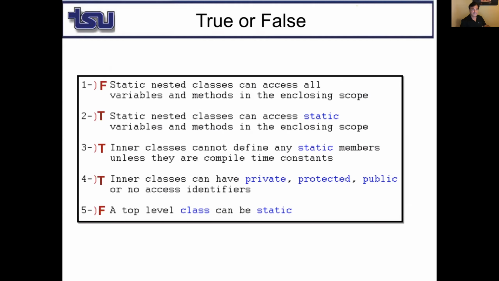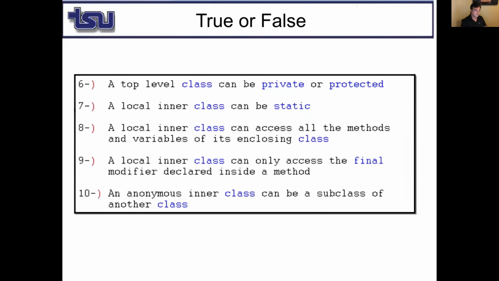A top-level class can be static. False. A top-level class cannot be static. It can be only what? Public. It can have, as we listed before, abstract. It can be final, but it cannot be what? Static. A top-level class can be private or protected. No.